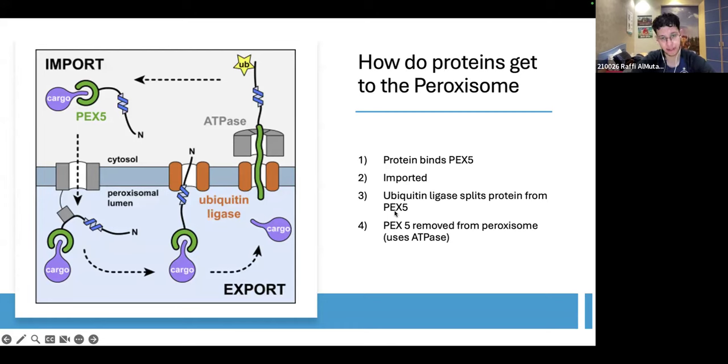Does that make sense? Yes. Great. I'll get to the two slides before this, the nucleus and the lysosome, very shortly. Step 1, the protein binds PEX5. Step 2, the protein enters the peroxisome. Step 3, they separate. Step 4, the PEX5 leaves. That's it, in a nutshell.